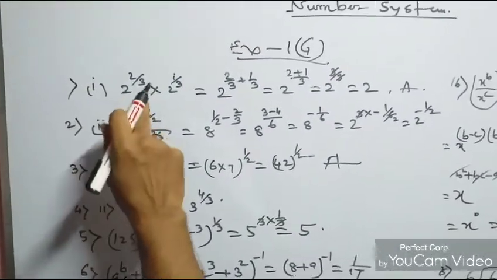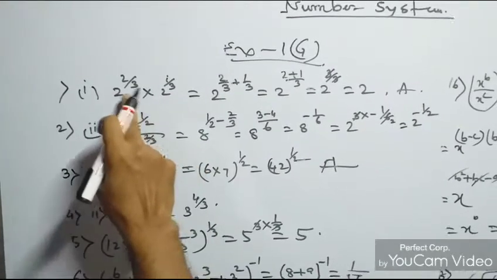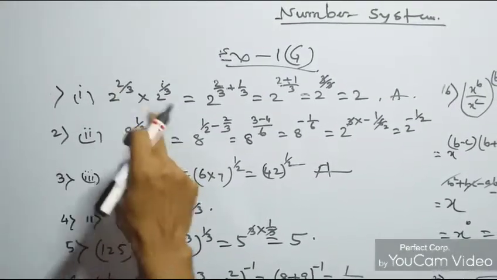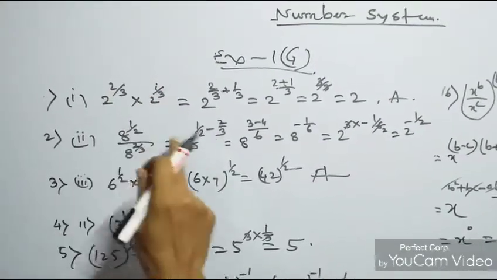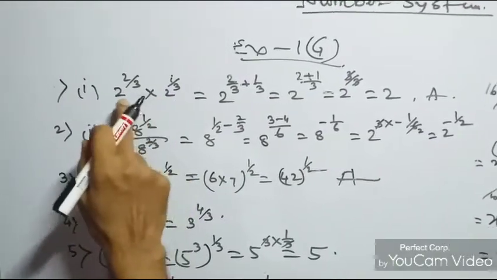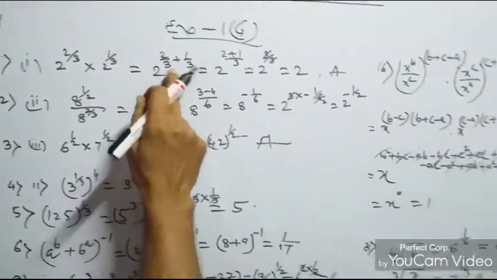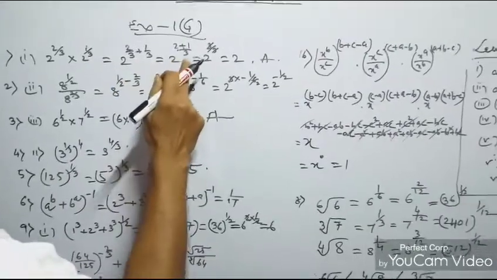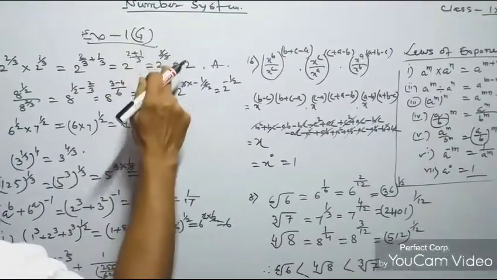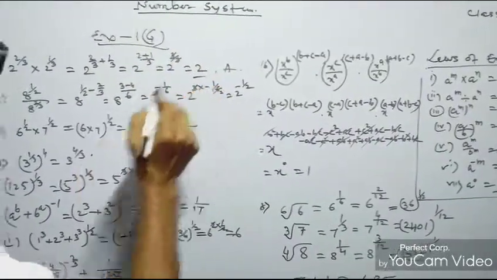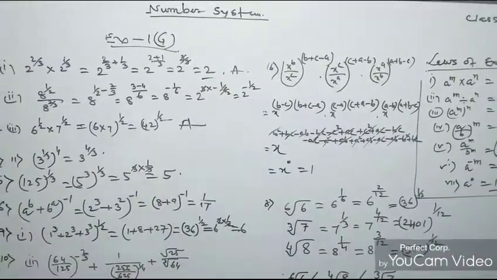See number 1: 2 to the power 2 by 3 into 2 to the power 1 by 3. See, these bases are the same, so the powers will be added. So 2 to the power (2 by 3 plus 1 by 3). It is coming 2 to the power 3 by 3, the 3s are cut off, and this is coming 2. And the answer is 2.